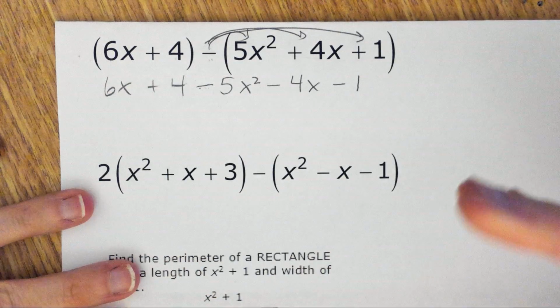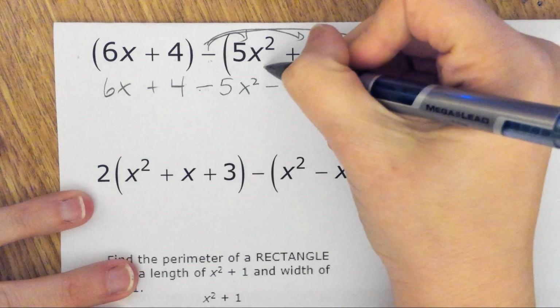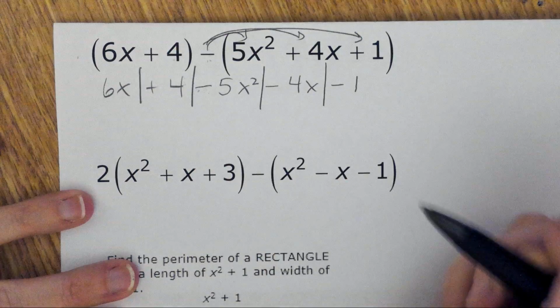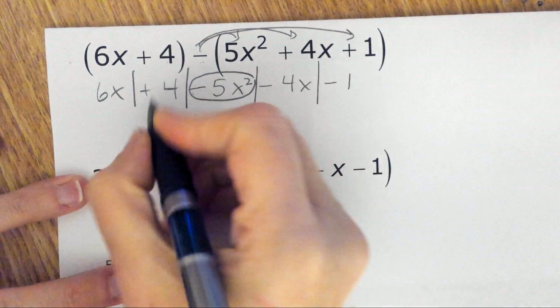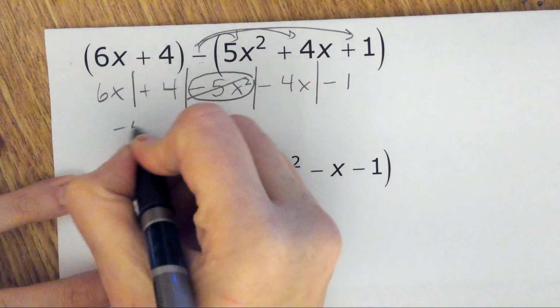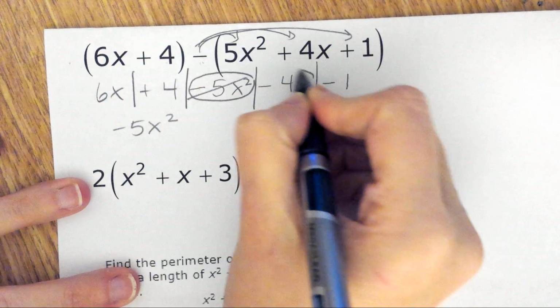Now that I've done that distribution step, now I can start to combine my terms. So I put up my walls, and I find the highest exponent, which is negative 5x squared, my quadratic term. It's the only one, so I bring it straight down. Now look for the next one, which is my linear term.